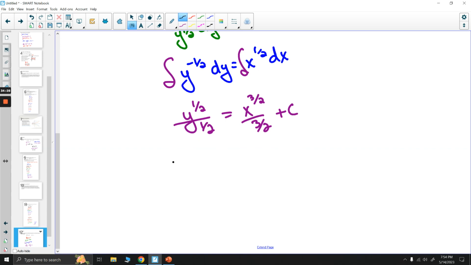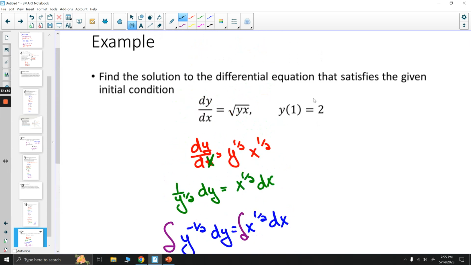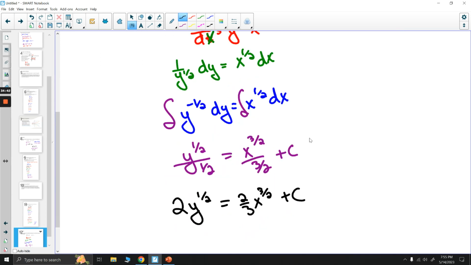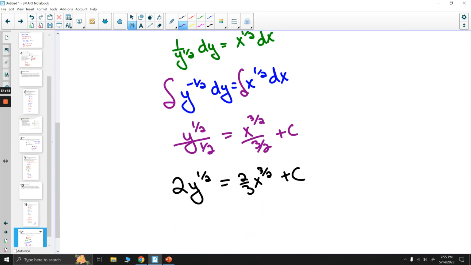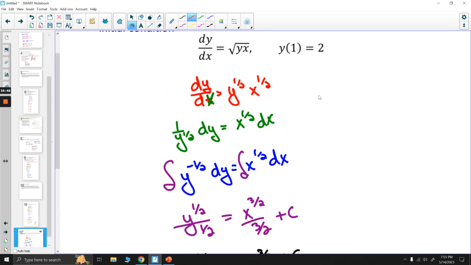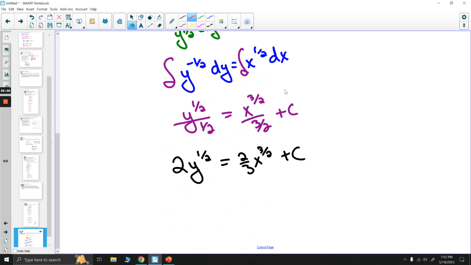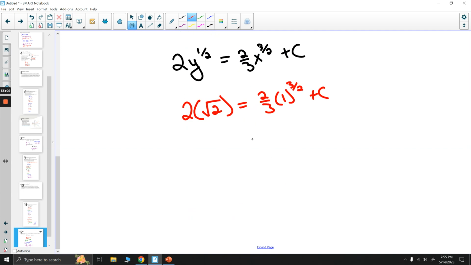So we end up with, so divided by 1/2 is like saying times 2. So 2y to the 1/2 is equal to 2/3 x to the 3/2 plus c. Now at this stage, we could find y of 1 is 2 if we want. So let's go ahead and do that. So y of 1, that is when x is 1, y is 2. So we have 2 times the square root of 2 is equal to 2/3 times 1 to the 3/2 plus c. So that means that we have 2 square root 2 is equal to 2/3 plus c.